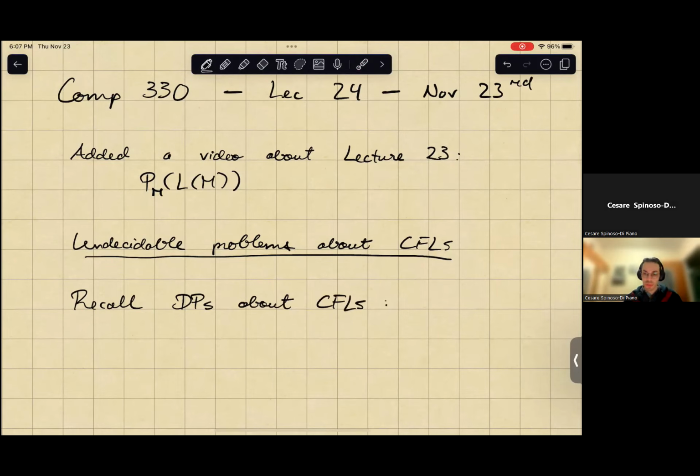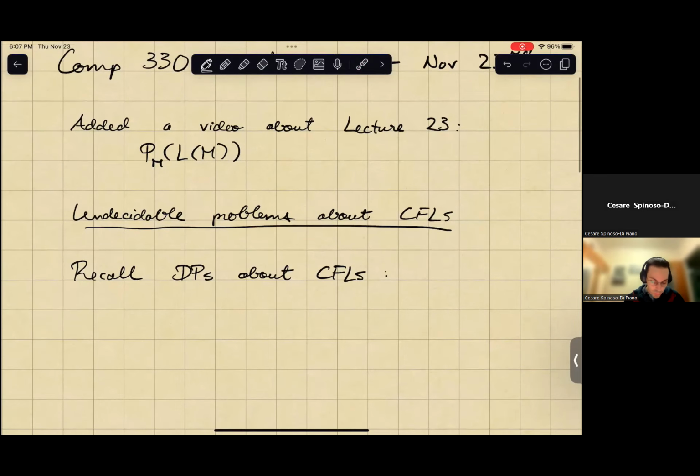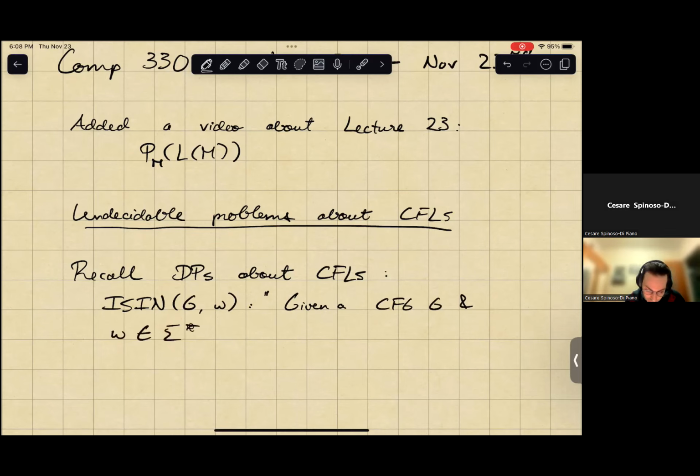Okay, which in fact we showed, I think during lecture 13 or 14 or something, were decidable. So the first one was the is-in, or the membership, decision problem. But it's the membership decision problem for a context-free language, right? And so in this case, the is-in decision problem is parameterized by a grammar G and a string W. And what the decision problem asks is, given a context-free grammar G and some string in sigma star, is W in L of G?